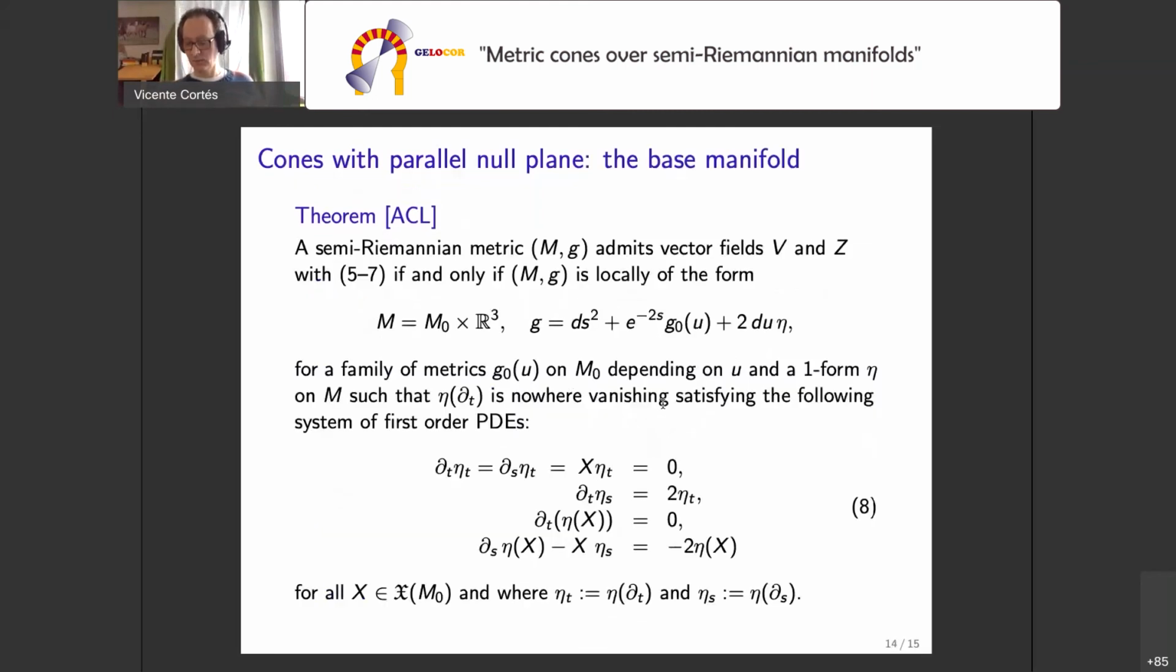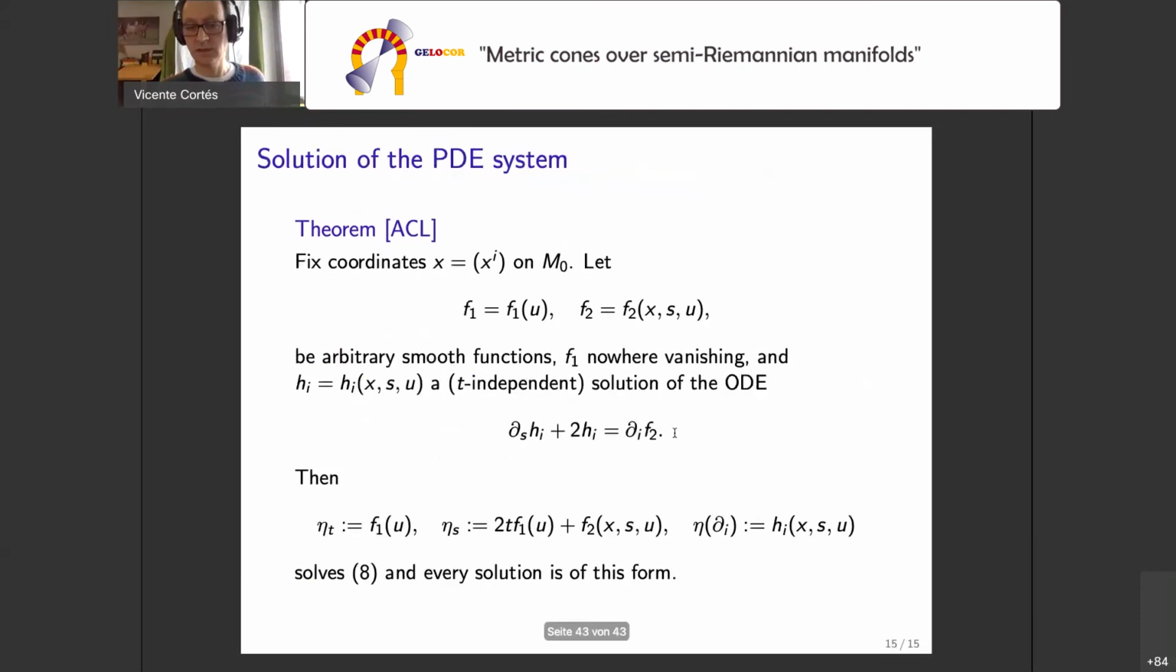And we were able to solve the system completely. So we can describe the general solution of this system of differential equations. It can be cooked down in coordinates to this system 8, and then it can be solved. So this is the solution of the PDE system, which describes all metrics, if you like, for which the cone has a parallel two-dimensional totally isotropic distribution.